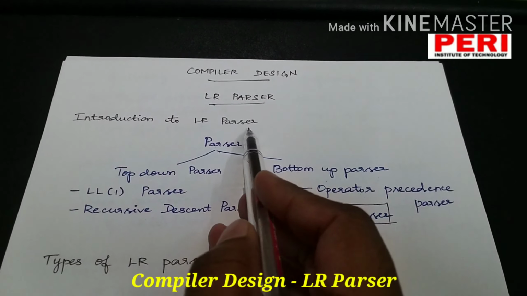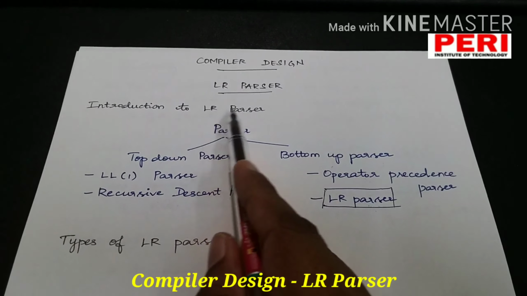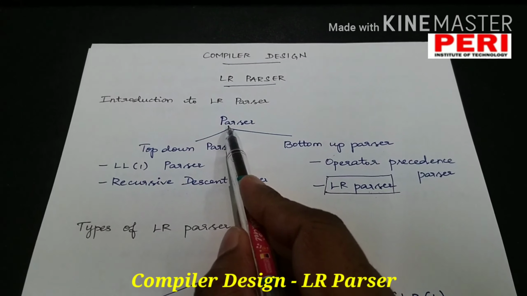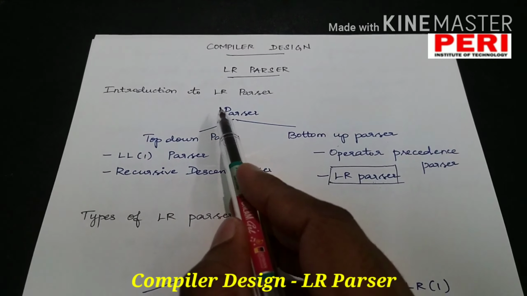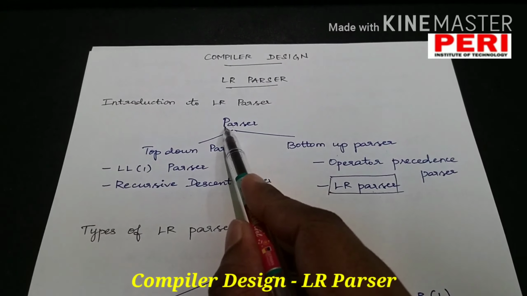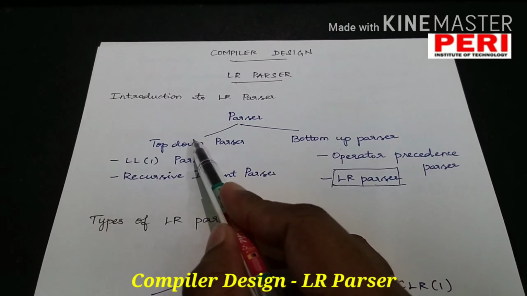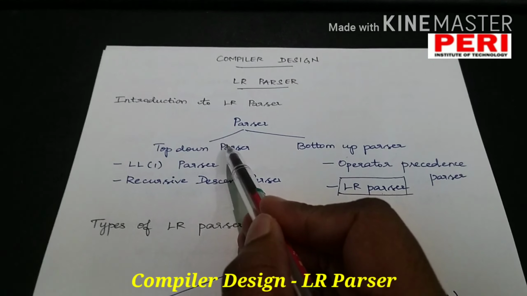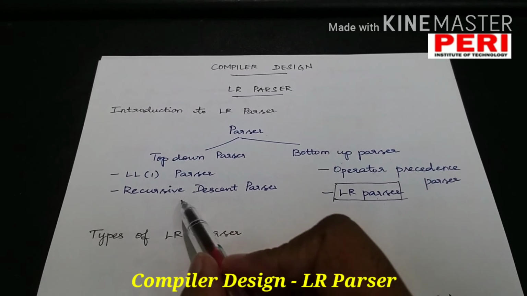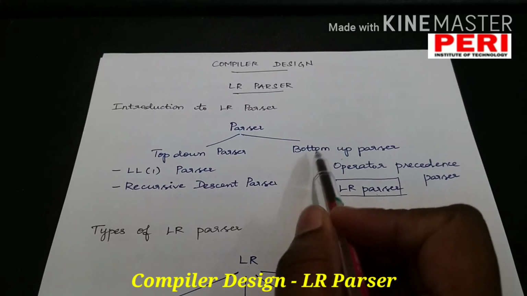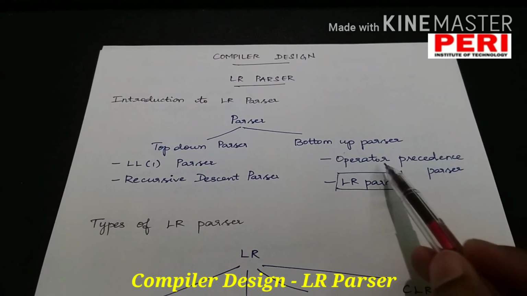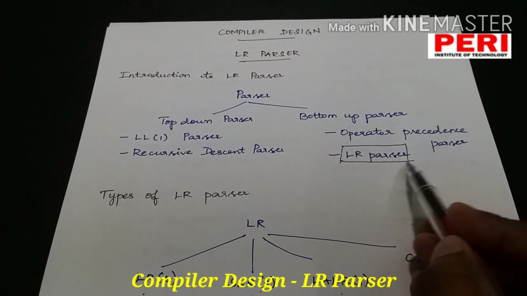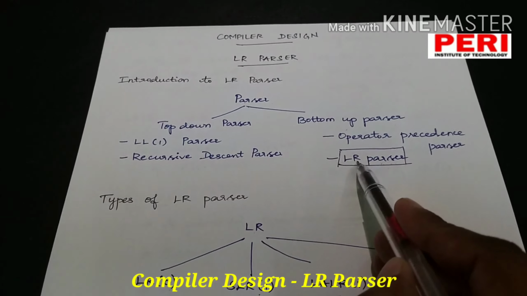Introduction to LR Parser. Before knowing about the LR Parser, you should know where the LR Parser comes from. For that, you need to know the types of parsers. Parsers are divided into two categories, which are top-down parser and bottom-up parser. Top-down parser is of two types, which are LL1 parser and recursive descent parser. Similarly, bottom-up parser is of two types, which are operator precedence parser and LR parser. So we are going to study about LR parser, which comes from bottom-up parser.